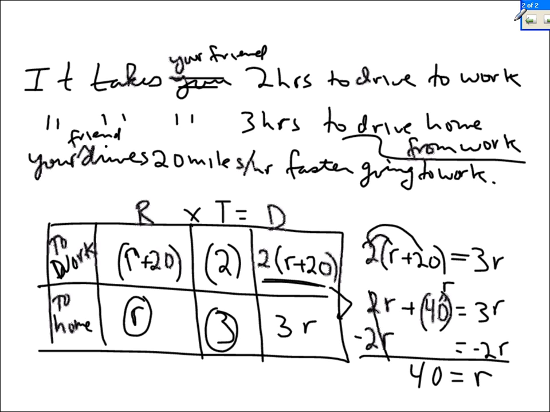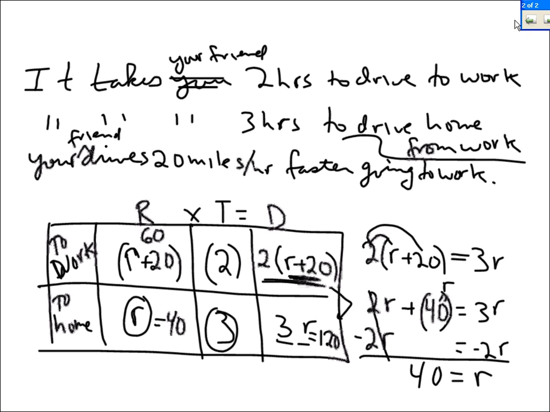R is 40. So she goes home at 40 miles an hour, and 40 plus 20 is 60. She drives to work at 60 miles an hour, drives home at 40 miles an hour. And we can check this. 3 times 40 is 120.